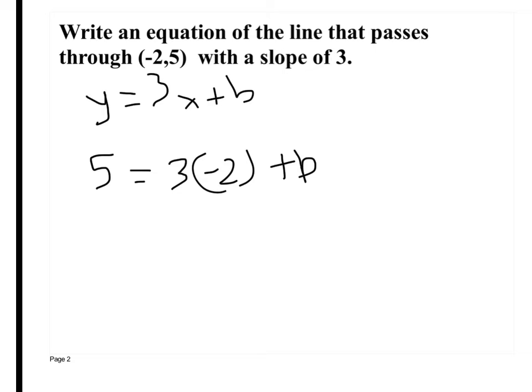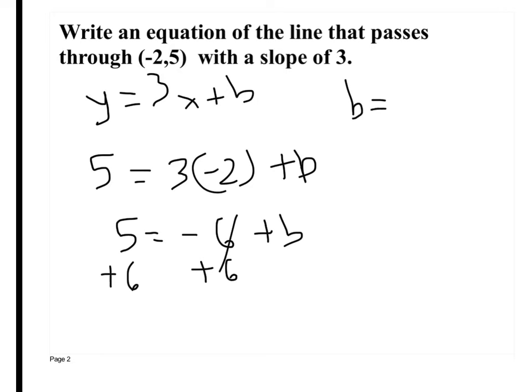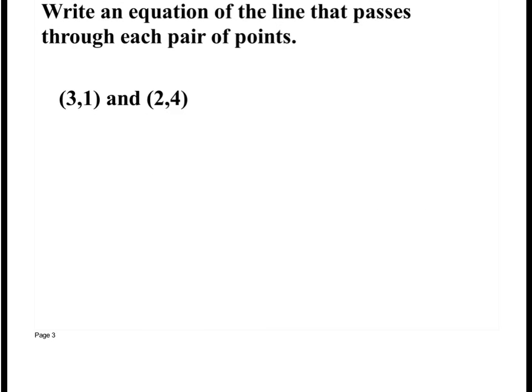And then, so we do 3 times negative 2, which is negative 6. 5 equals negative 6 plus b, so I add 6 to both sides. What does b equal? 11. So then I put that into my equation. y equals 3x plus 11. There we go. Thank you, Braylee.